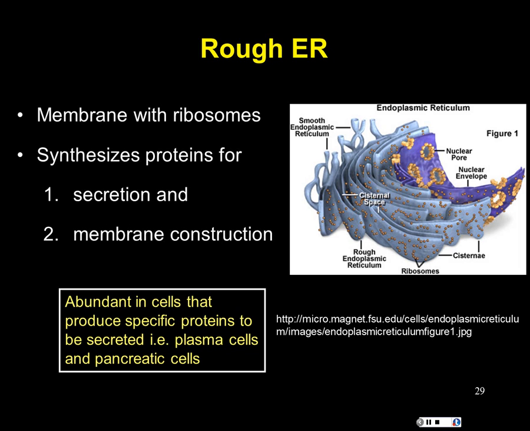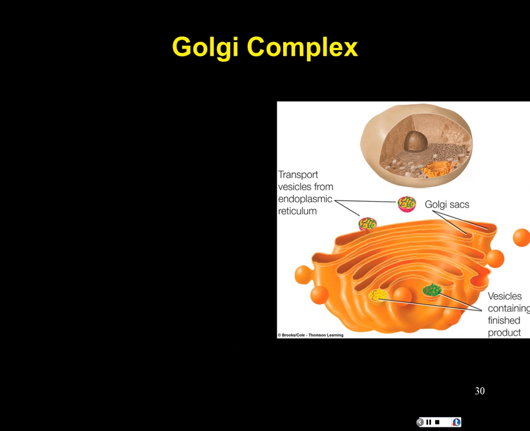Okay? Eventually, though, part of the rough ER with the newly manufactured protein should do what? Pinch off and form a vesicle. Very good. The vesicle will be transported to our next organelle. What is the next organelle? The Golgi apparatus. You can call it the Golgi apparatus, the Golgi body, whatever you wish. But it's usually adjacent to the rough ER.